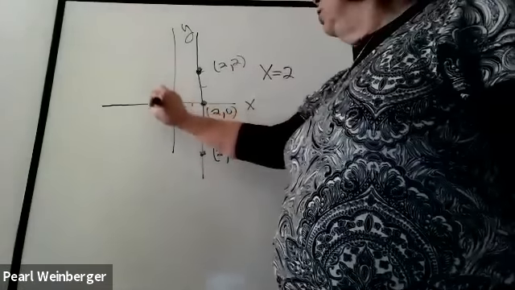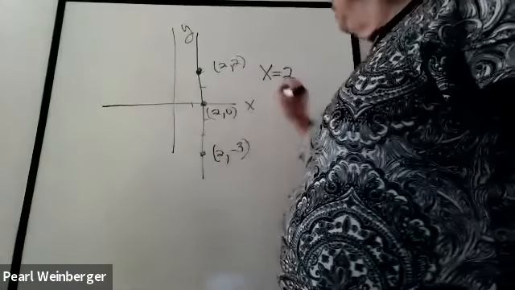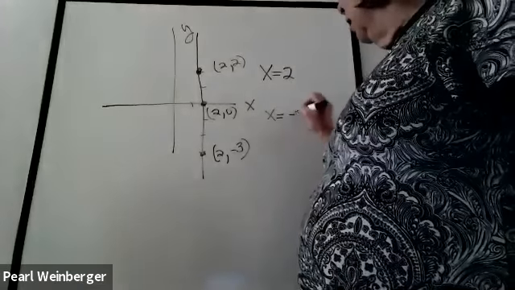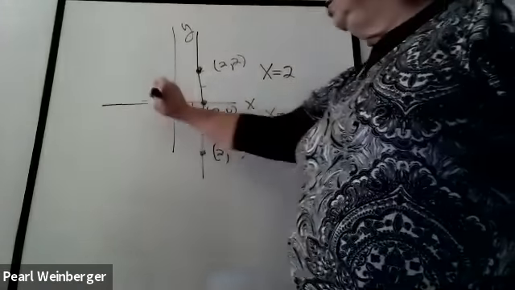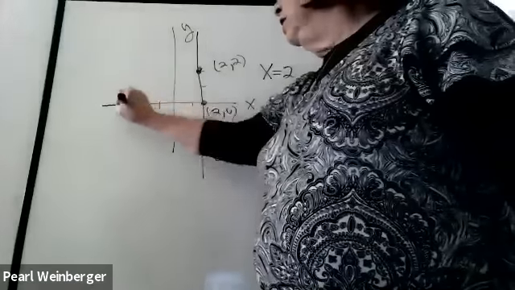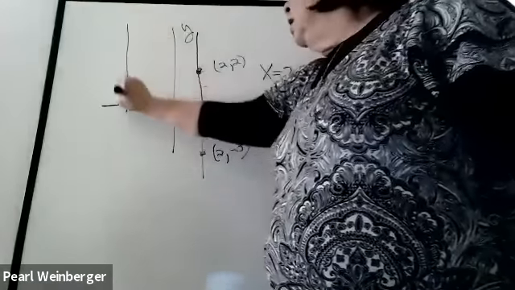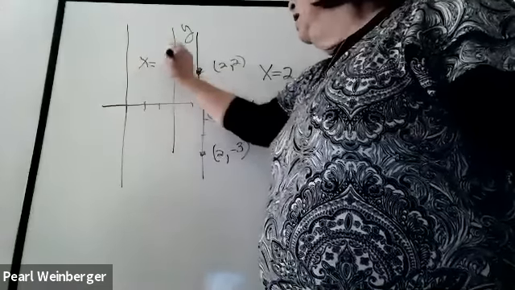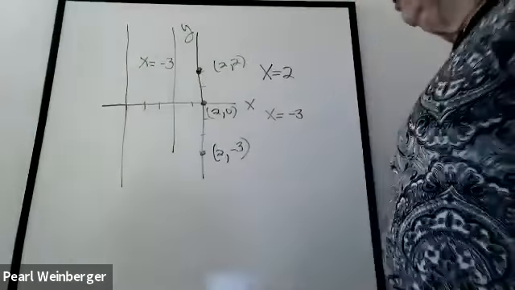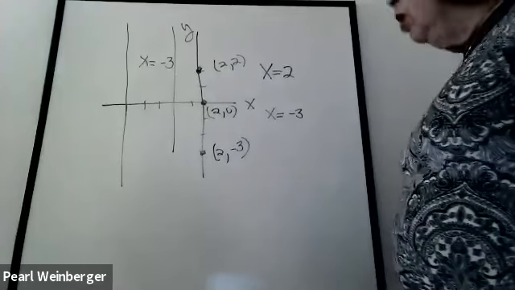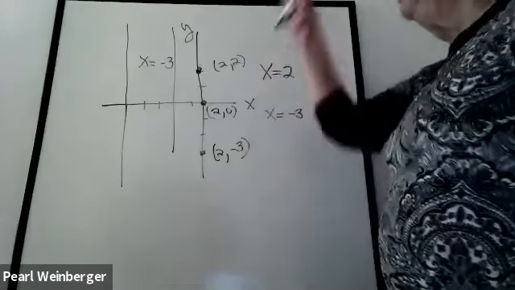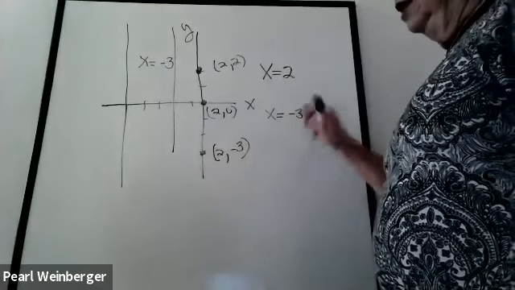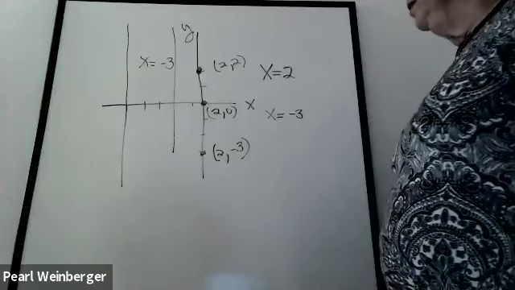If I were to say, I want you to draw the line x equals -3, then all you'd have to do is go 3 to the left and draw the vertical line. Here's your line, x equals -3. Again, an equation that has only an x with no y in it means it's a vertical line, and it'll go through the -3 on the x-axis.